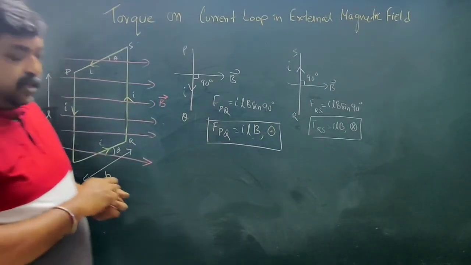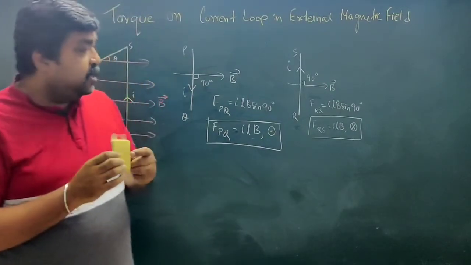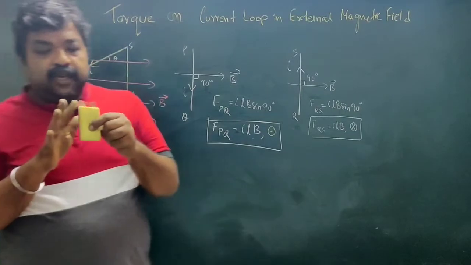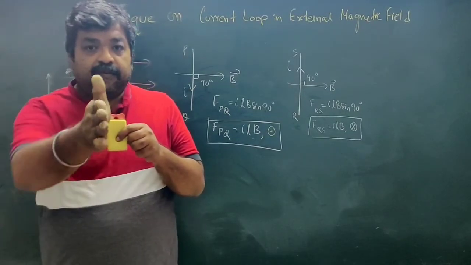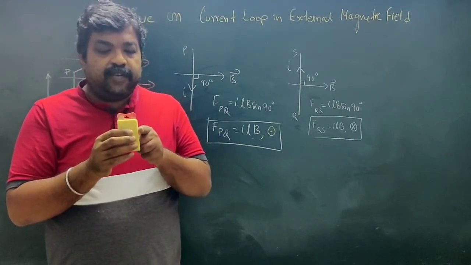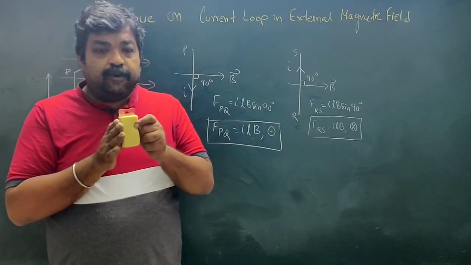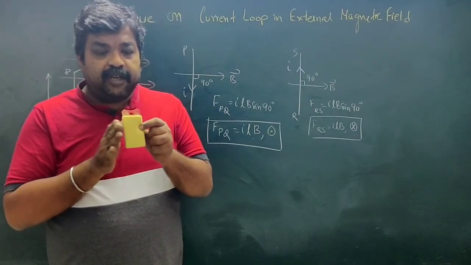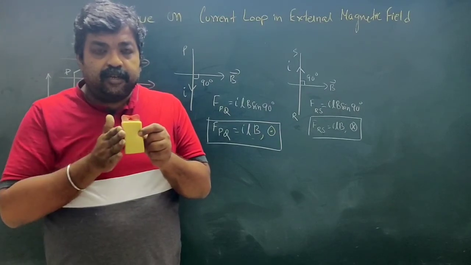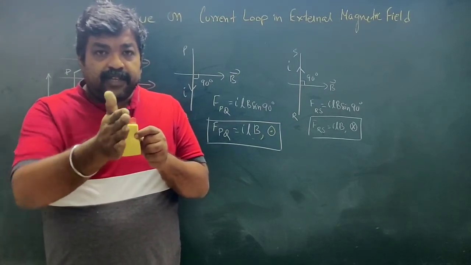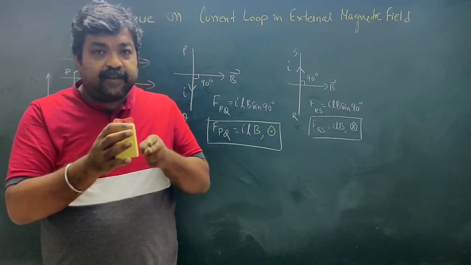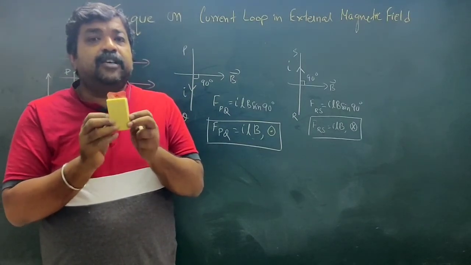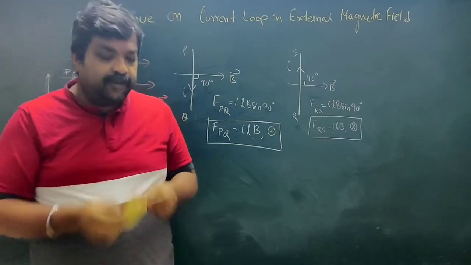But here what happens? See, if this is the coil, here the force is acting in the forward direction. Here the force is acting in the backward direction. So this will produce a torque and it will cause the coil to rotate like this. Here force is acting in this direction. So one force is having this line of action, the other force is having this line of action. So the two forces have different lines of action. So hence they will produce a torque. Okay.